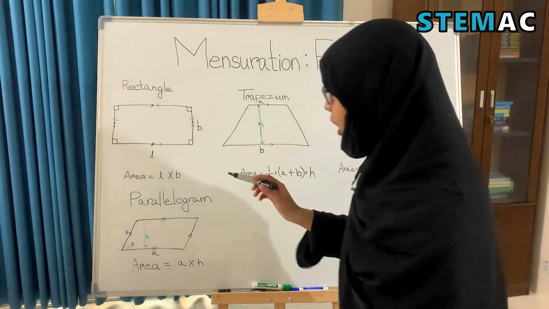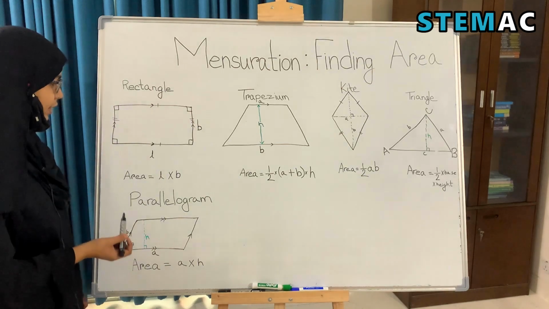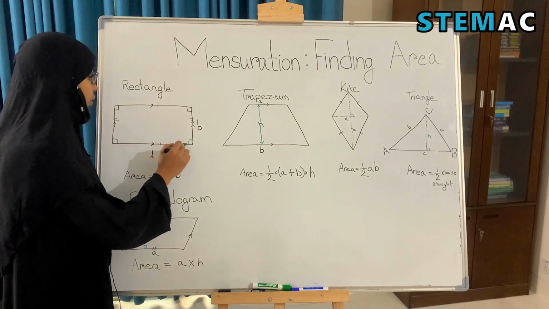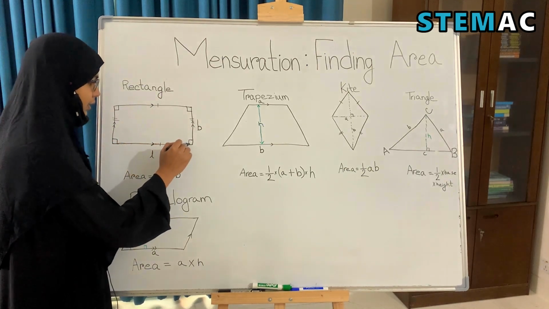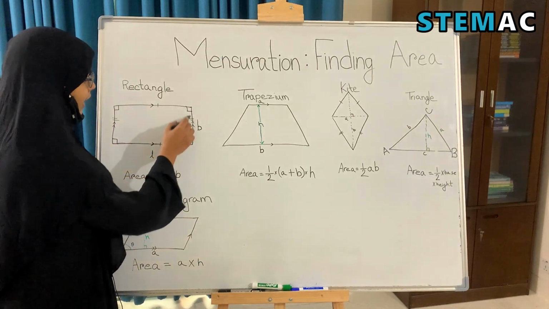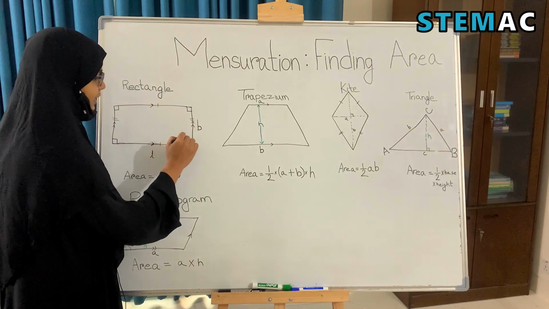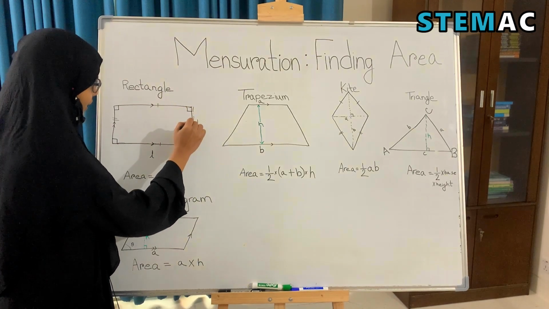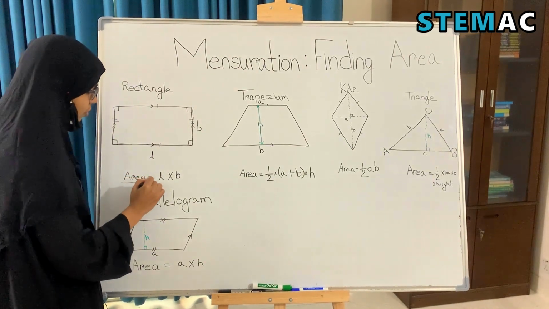Oh, I forgot to tell about how to find the area of a rectangle. To find the area of a rectangle, we need to know the two lengths. One is this length that we are calling L, and another side that is perpendicular to this side, B. We are saying that this length is equal to B. So, the area of a rectangle is length into breadth.